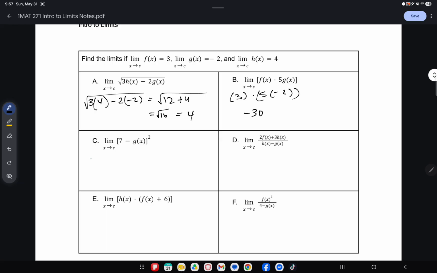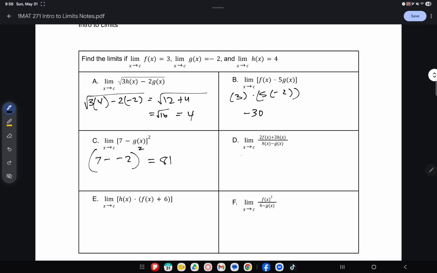I'm going to square this. The limit as x approaches c of 7, it's just a constant, and so that's just itself, minus the limit for g. G was -2, and then we'll square the whole thing. 7 minus -2 is 9. 9 squared is 81.